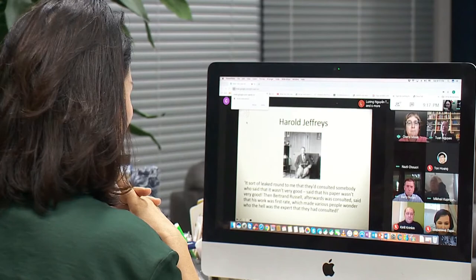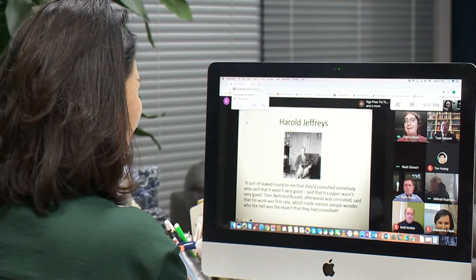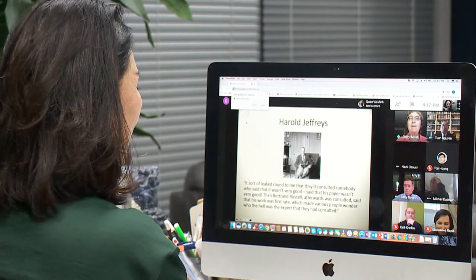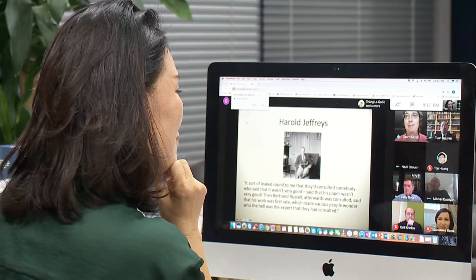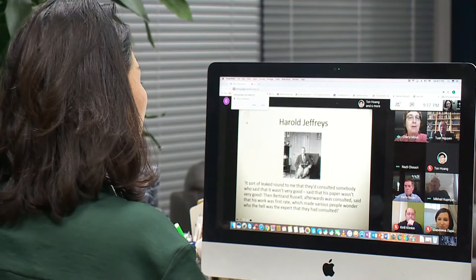So that's Harold Jeffreys saying that Ramsey didn't win the Smith Prize, and when they asked around about who was consulted, Bertrand Russell said that the paper was absolutely first rate, and they thought it was terrible that Ramsey didn't win the Smith Prize.